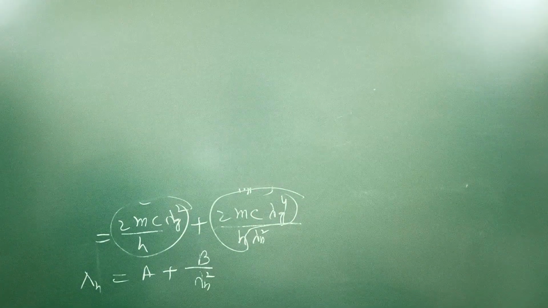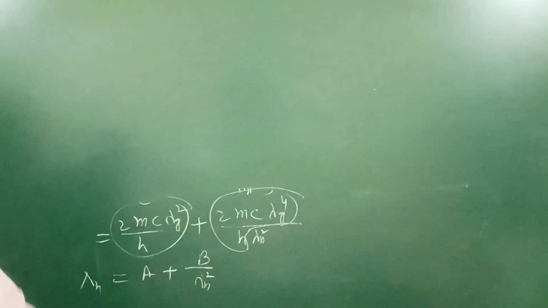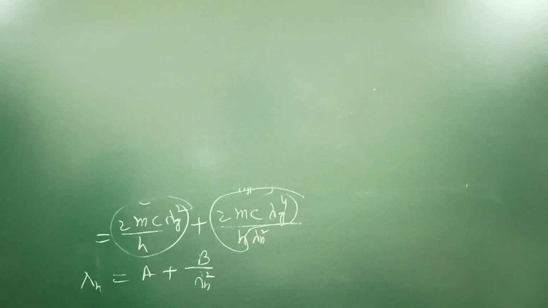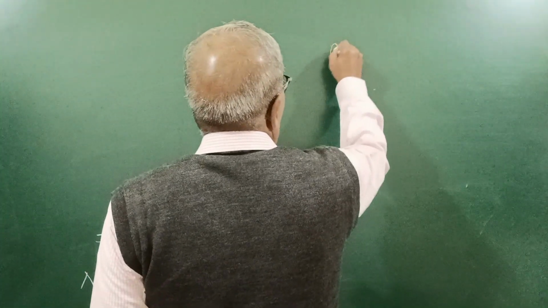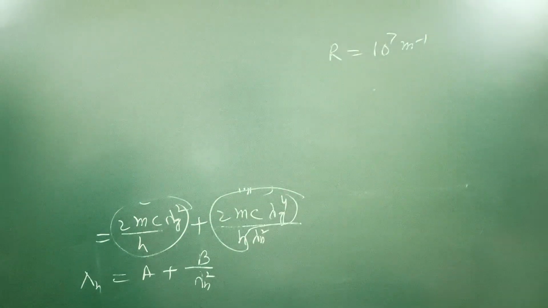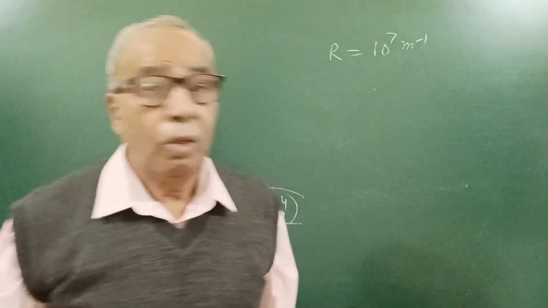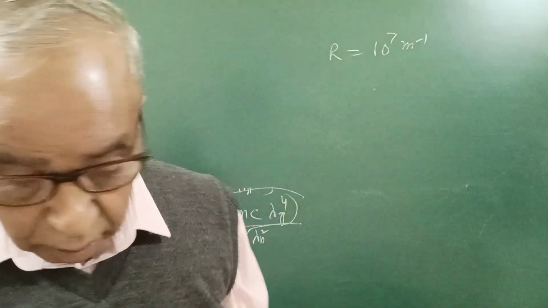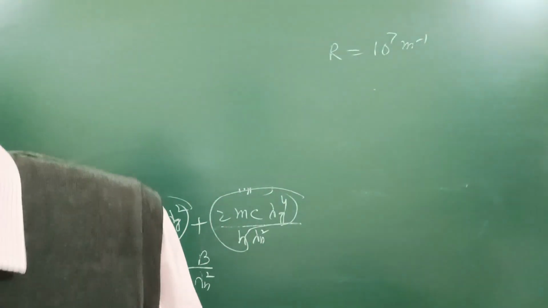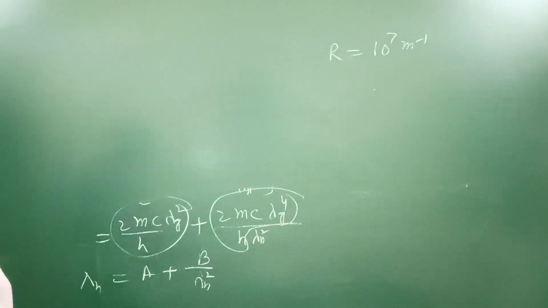Now there is another question here. This question was asked in 2013 JEE Mains. Rydberg constant is 10 to the power 7 per meter. Then you are asked the wave number of the last line of Bohr series in hydrogen spectrum, the wave number of last line of Bohr series in hydrogen atom.